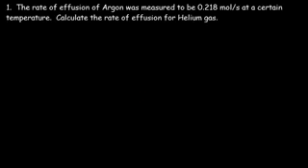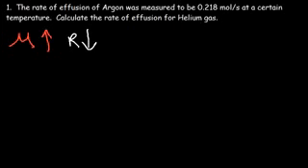Number one, the rate of effusion of argon was measured to be 0.218 moles per second at a certain temperature. Calculate the rate of effusion for helium gas. Now, according to Graham's law of effusion, the rate of effusion is inversely related to the square root of the molar mass of a gas. So as the molar mass of a gas increases, the rate of effusion decreases. This makes sense: heavy gas molecules move slower and lighter gas molecules move faster. So what exactly is effusion?